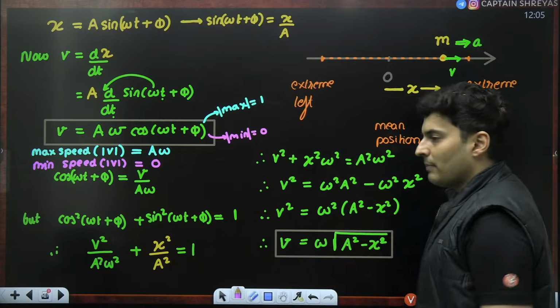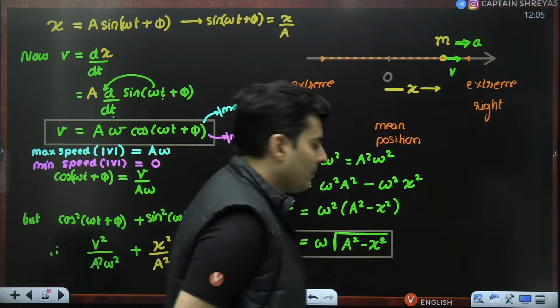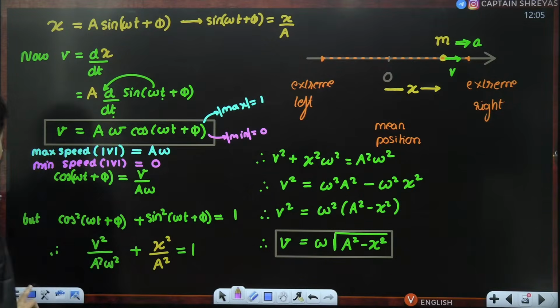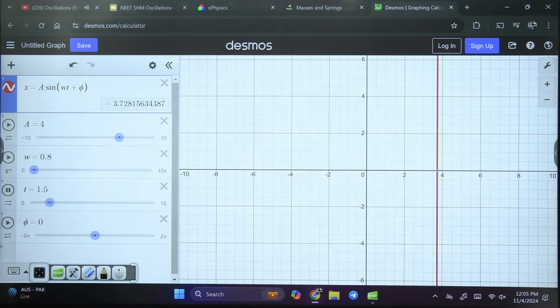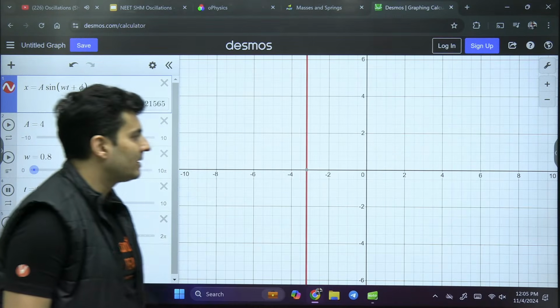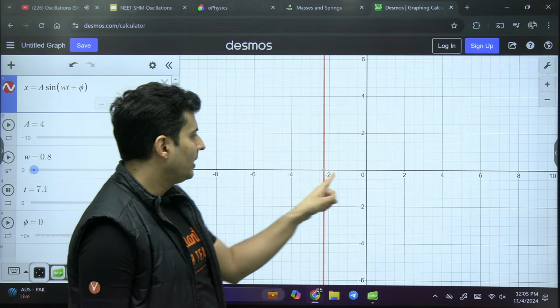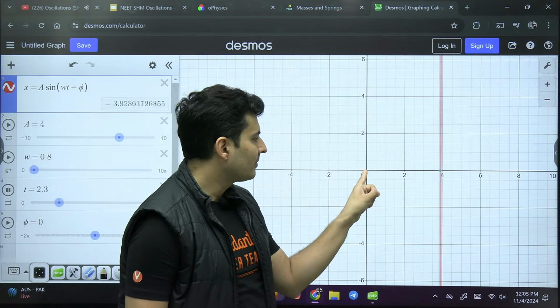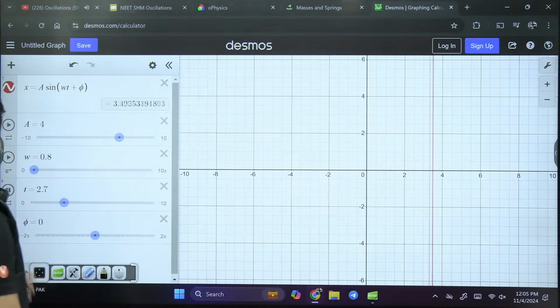Just imagine your captain Shreyas Sir going back and forth like this. Where do you think my speed is maximum? If you are not able to visualize, no issues, we'll come back to this oscillation over here. Where do you think is the speed maximum? I think here you stop. Here also you stop. I think here the speed is maximum, when you're crossing through the average or the mean position.